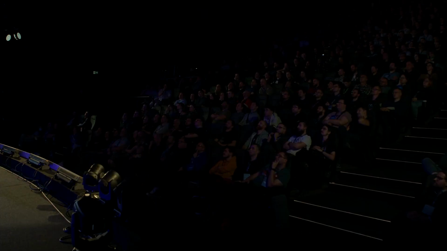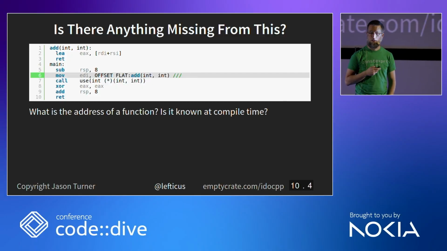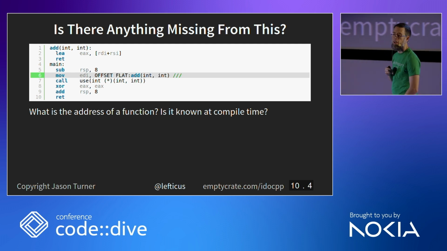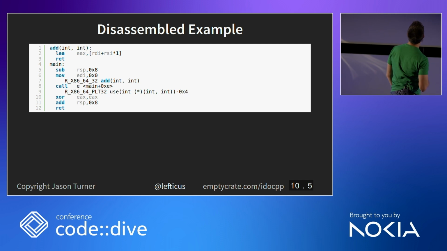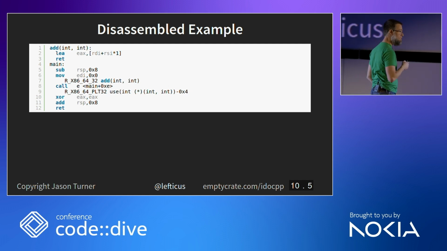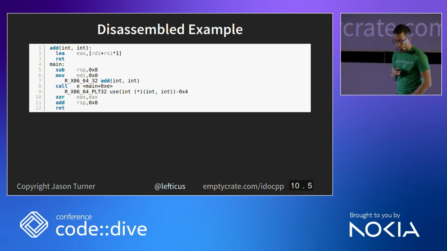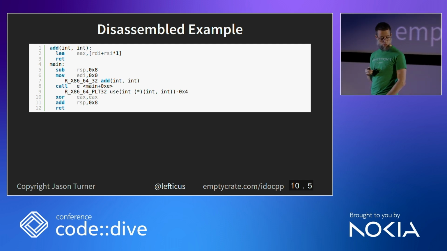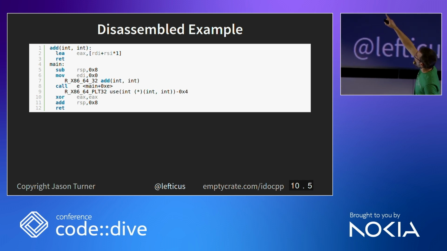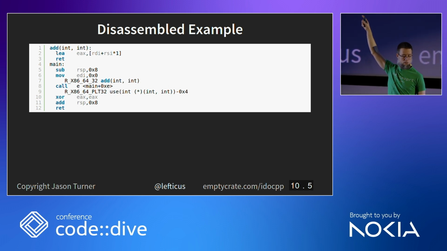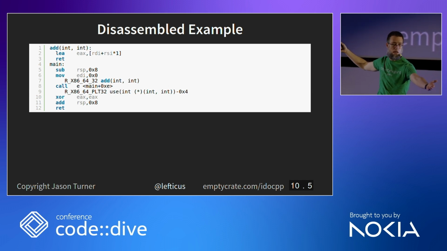Relocations. What is the address of a function? Is it known at compile time? I heard a confident yes. If I do a disassembly of the linked object, then I'm going to get something more like this. These are x86 64 and 32 things. Notice it says move 0 into EDI, but then has this thing on line 7, which is the relocation entry.